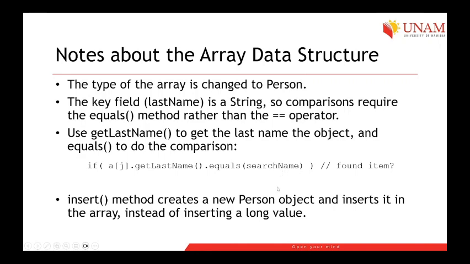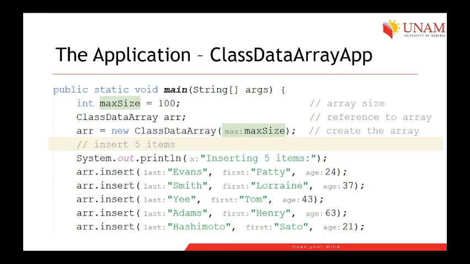Also, in this case, the insert method creates a new object of type person and inserts it in the array instead of inserting a long value. But of course, I want you to give me the code for inserting the person in such a way that your ordered array still remains ordered. In the application, nothing will change in this case.